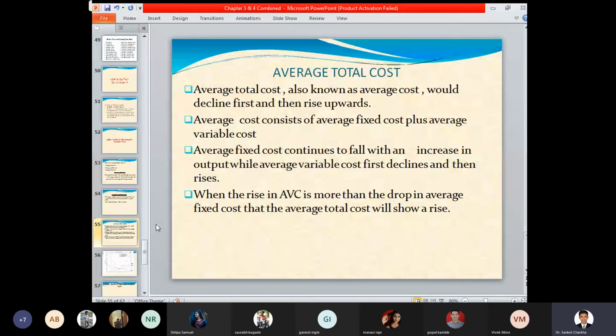Now, the third point that you have is average total cost. Average total cost, also known as average cost, would first decline and then rise upwards. So here what we are looking at is the average total cost. In the initial phase, the average total cost will decline.